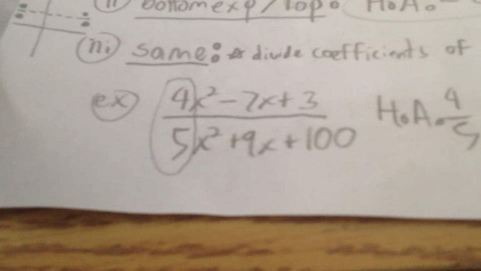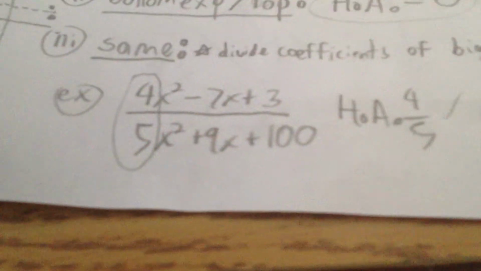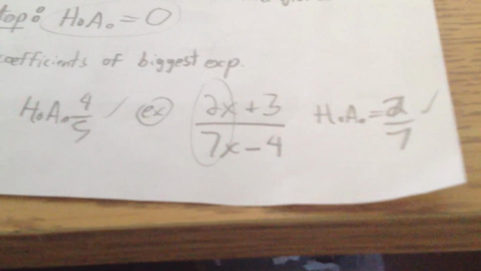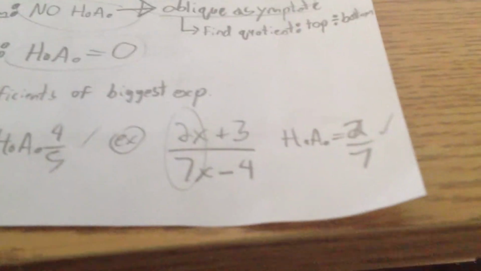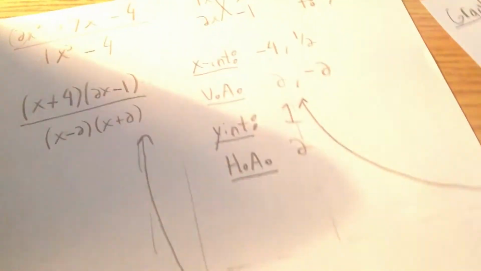So if you look over here, this is an example: 4x squared divided by 5x squared. Well, they're the same exponent, so your horizontal asymptote must be 4 over 5. Okay, another case of that would be 2x over 7x. Same exponents on those x's, so it's 2 divided by 7, which leads to your horizontal asymptote being 2 over 7.